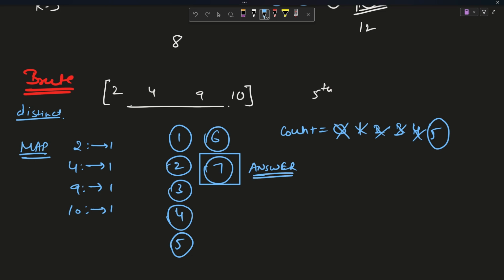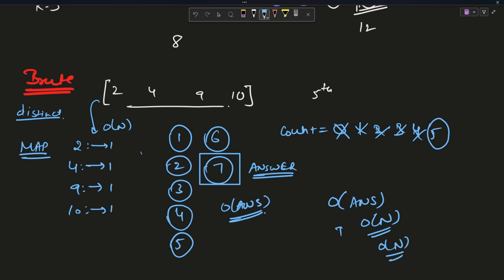Right? What is the time complexity? First you need to insert them, so O of n for this, and then O of answer, right? So it is all in all O of n, I can say linear time complexity and linear space complexity. This is my time complexity, this is my space complexity, right? Okay, brute is done, but we do not need a brute force.